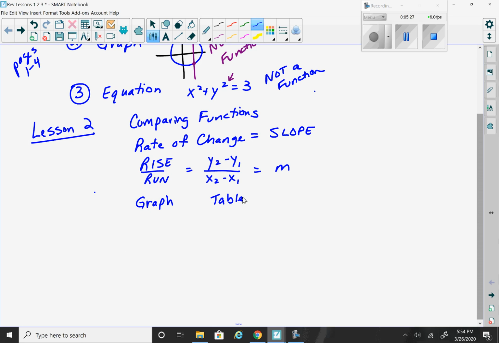And finally, if we're looking at an equation, we want the equation to be in slope-intercept form, y equals mx plus b, y equals some number times x plus some number. That number in front of x, we call that our slope. So we can look at those different representations of slope and compare them to figure out which one has a bigger or smaller slope. Again, if you're still kind of confused on comparing functions, in your packet, you can look at pages 6 through 9. We did a bunch of examples on pages 6 through 9.